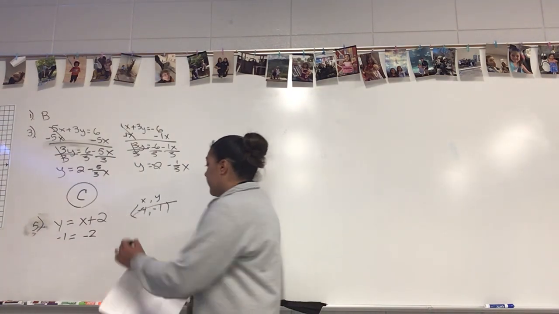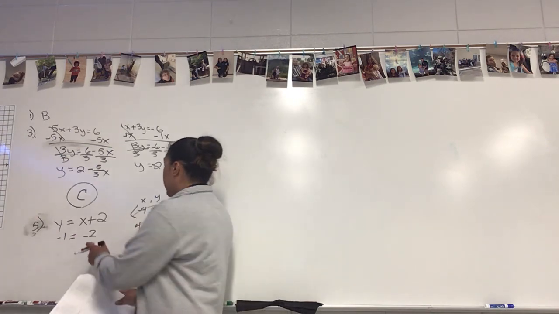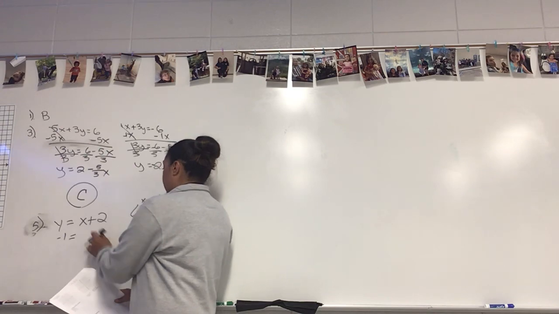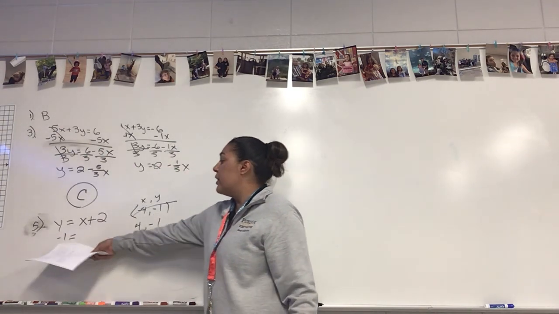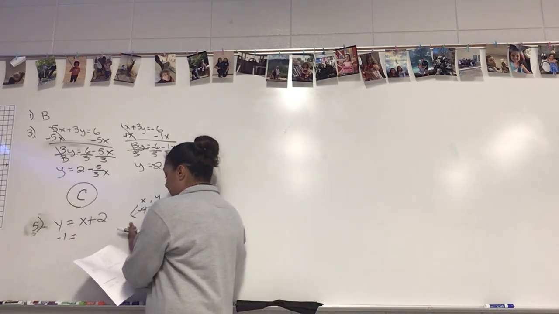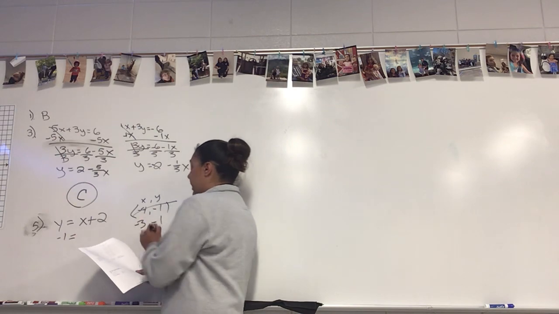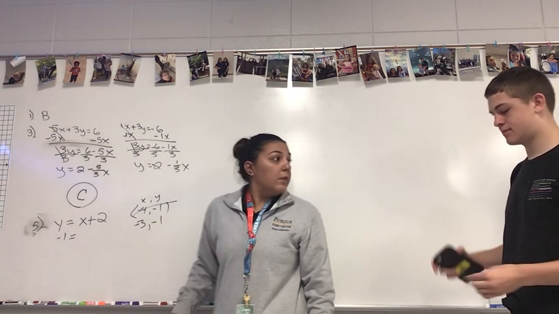Okay, you could use 4 comma -1. Well, y is -1 and x is going to be 4. What is 4 plus 2? 6. Is -1 equals 6? No, so it's definitely not that one. And then lastly you got -3, -1. What is -3 plus 2?